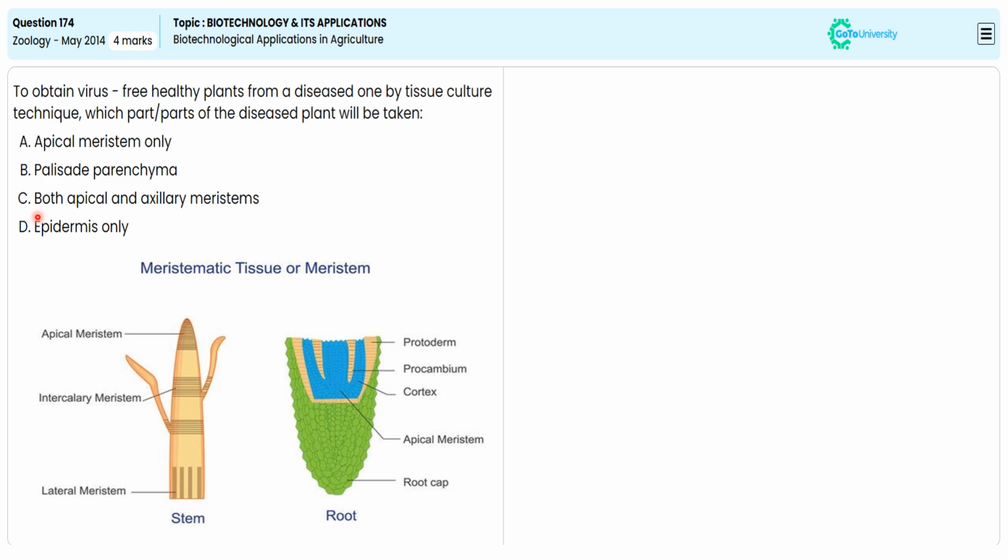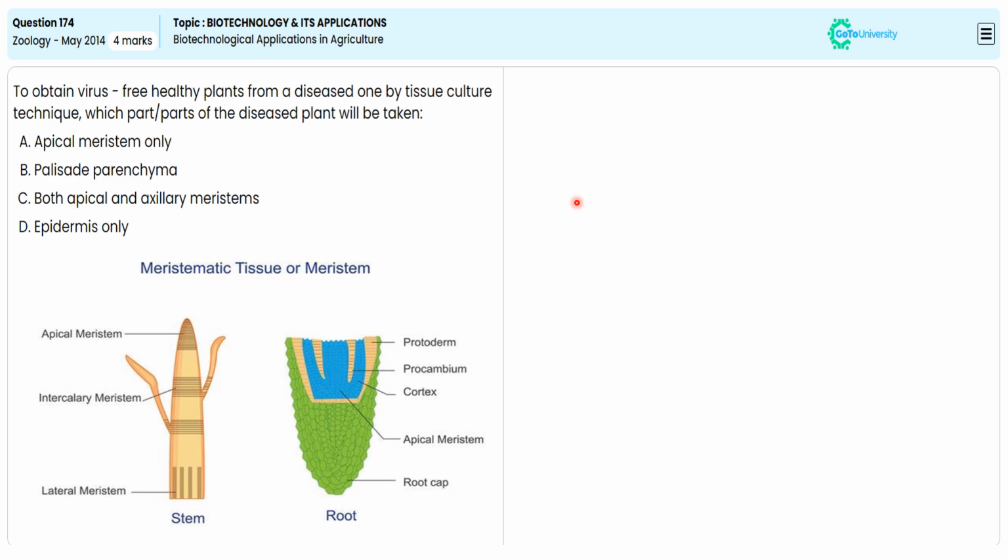Why? Because both apical and axillary meristem have high resistance against the virus. So we are choosing option C as the correct answer to secure 4 marks after avoiding options A, B and D. What are the points we told with this pictorial representation?